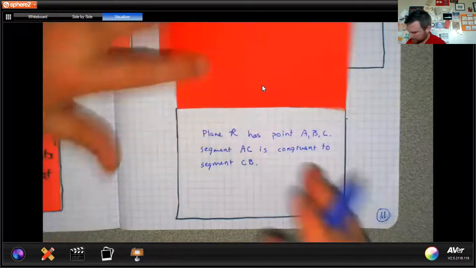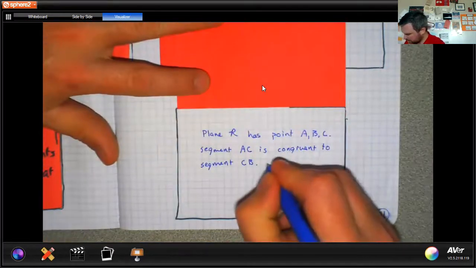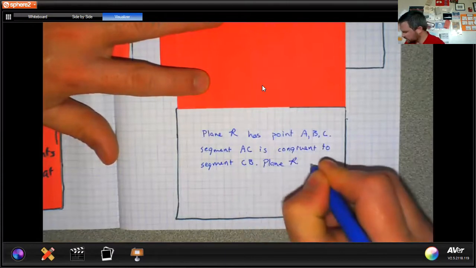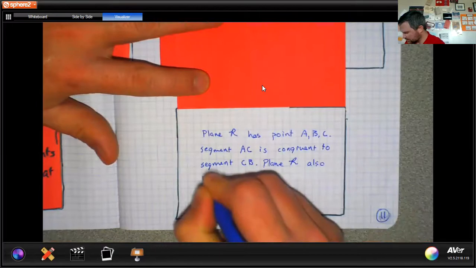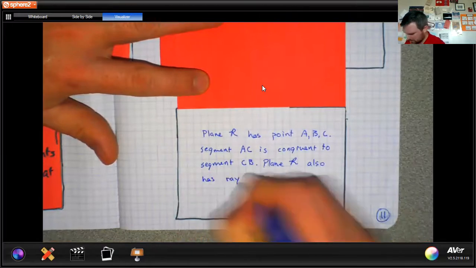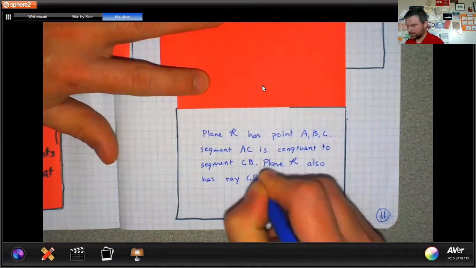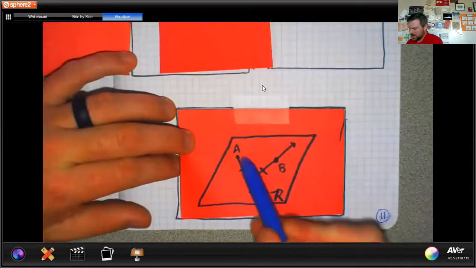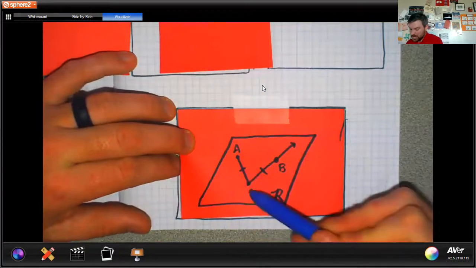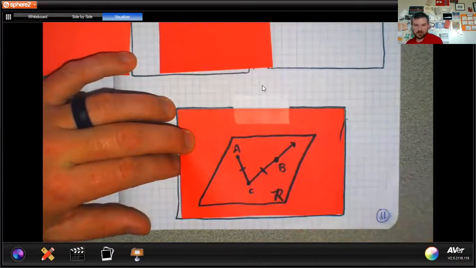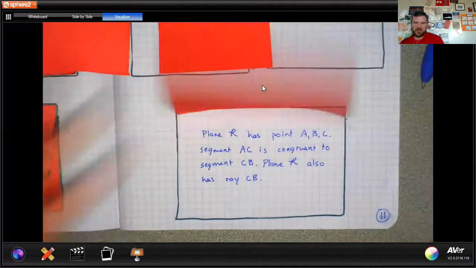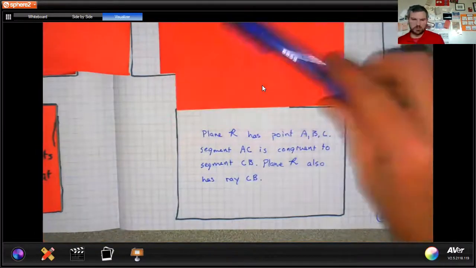Okay. Plane R also has ray CB. Okay. I've had people say that segment AC and ray CB intersect, and then they come back and talk about the congruence. So there's quite a few, there's an infinite number of ways that you can describe these.